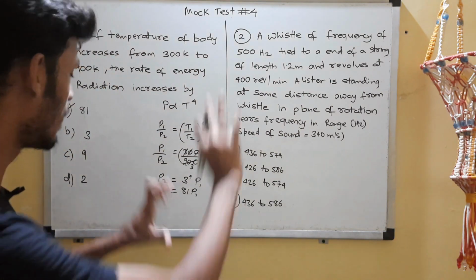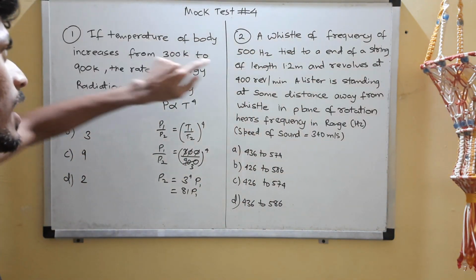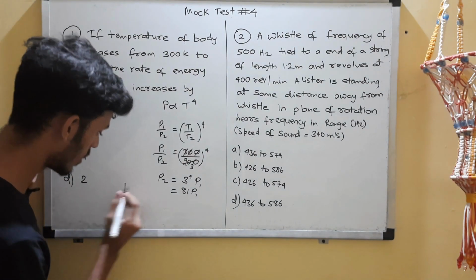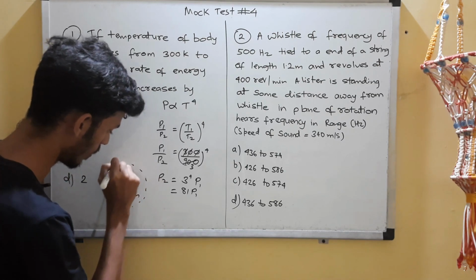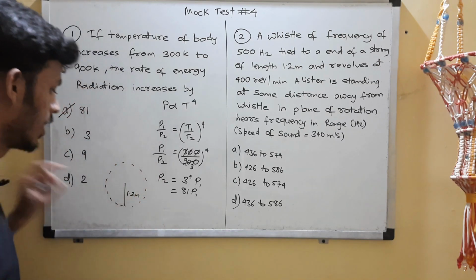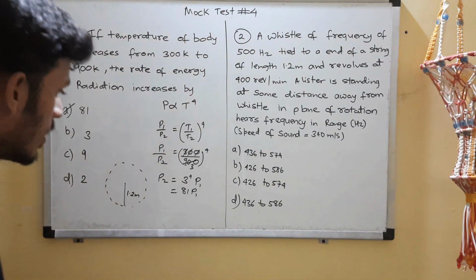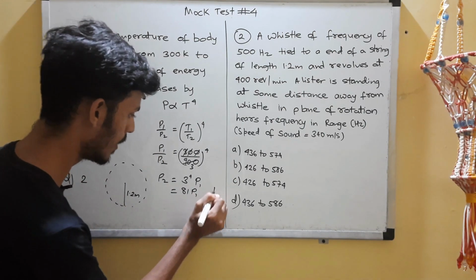Okay, so let's picture it. Here we have a whistle which has a frequency of 500 hertz. Now this whistle is tied to a string of length 1.2 meter and it is rotated in a circle. Okay, the radius of the circle being this 1.2 meters. Okay, and there is a listener who is standing far away from this. Okay, somewhere at point P maybe.